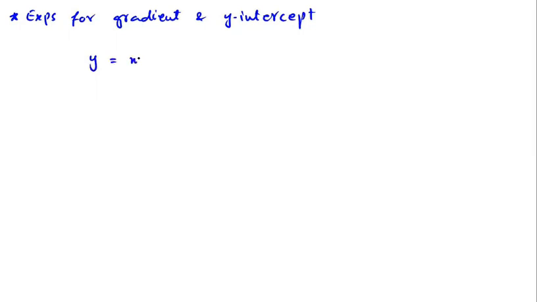Let's start with the method of determining expressions for gradient and y-intercept. See students, you must all be familiar with this form of linear equation, y equal mx plus c. This form of linear equation is called gradient y-intercept form. We actually use this form of linear equation to determine expressions for gradient and y-intercept in part A of the graph question. Let me explain the structure of this equation to you first.